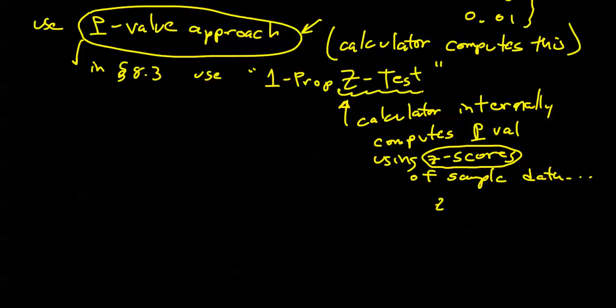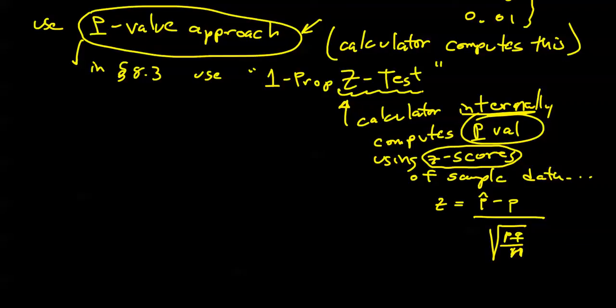If you're interested, the formula for the z-score of a sample proportion should look somewhat familiar. The z-score of your sample proportion is p hat minus p divided by the square root of p times q over n. Again, the calculator does all this internally. You plug in the sample data and the calculator will spit out a p-value.